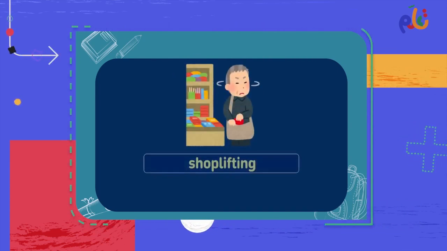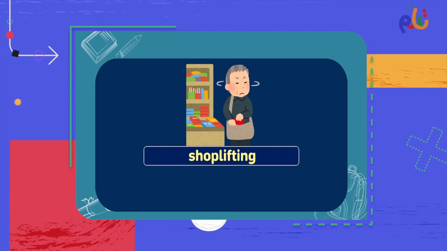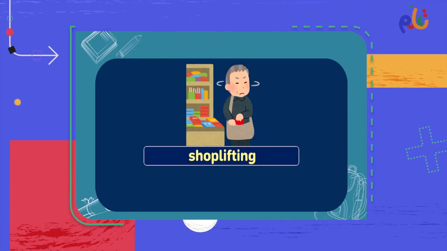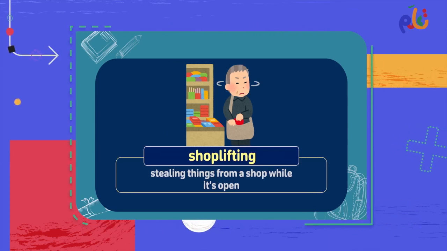And we have shoplifting, from the word shop. It's a crime that we do inside the shop. This is when somebody goes inside the shop, takes something and goes out without paying for it. So it is stealing things from a shop while it's open.